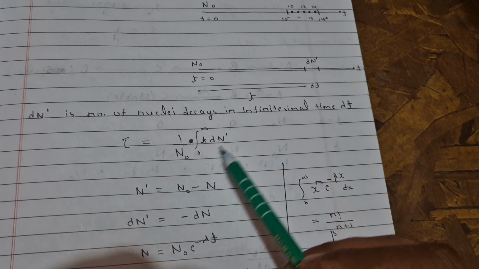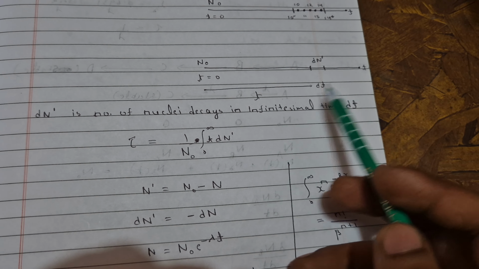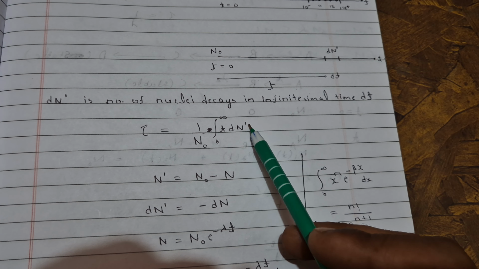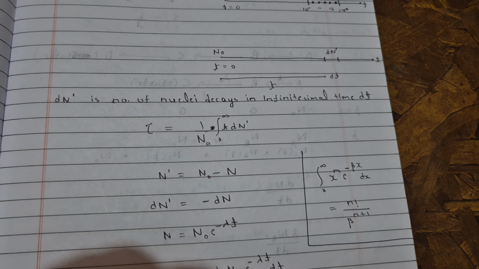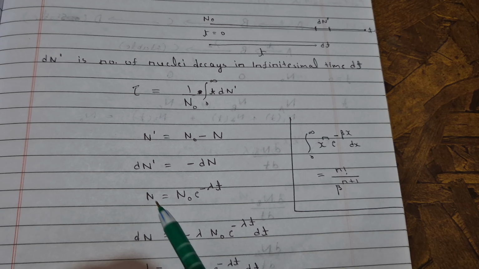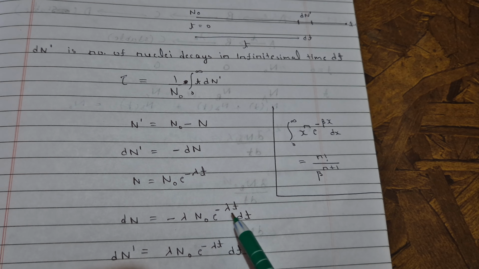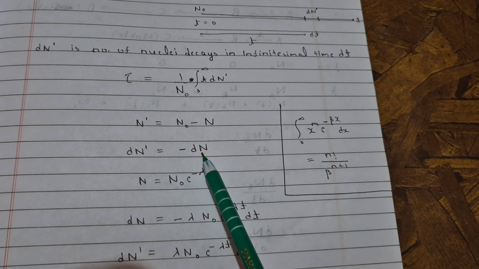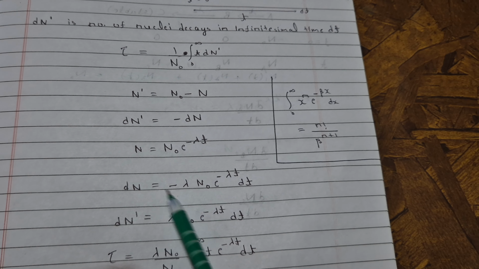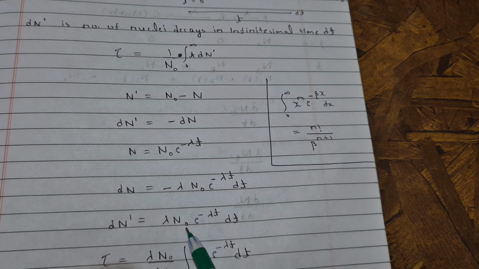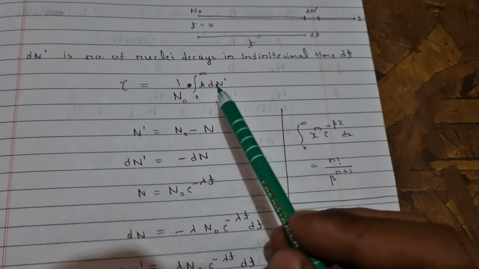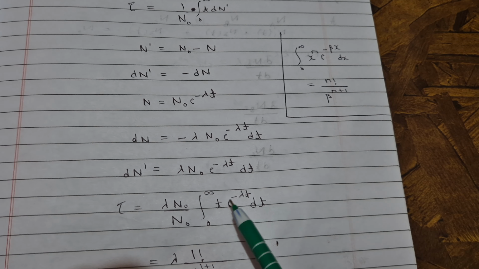So now we just need to solve this. I hope you get this, otherwise you must watch this again. So we need to find this value. N' is N naught minus N, and we need to find dN'. So dN' equals minus dN, since N naught is constant and gives 0. From here we know N equals N naught exponential minus lambda t, so dN will be minus lambda N naught exponential minus lambda t dt. We know dN' is minus dN, so substituting, minus minus becomes plus, and dN' will be lambda N naught exponential minus lambda t dt. Now substitute dN' here, and you will get this.